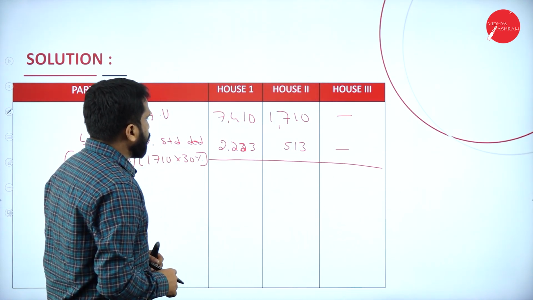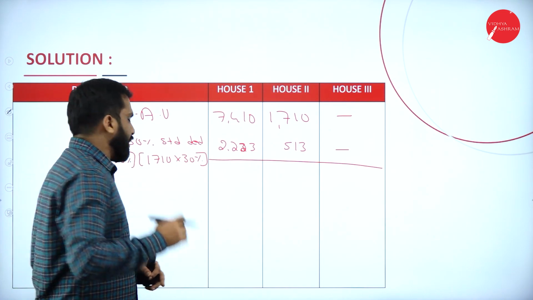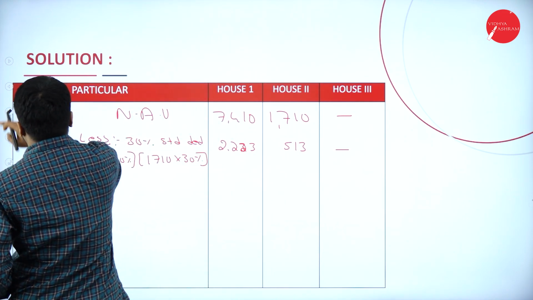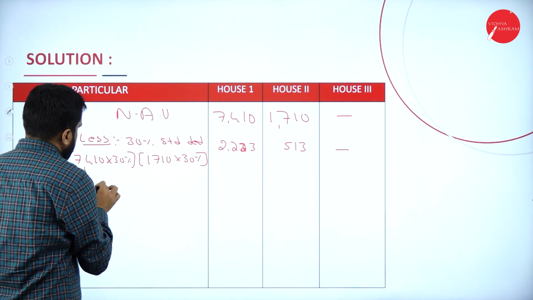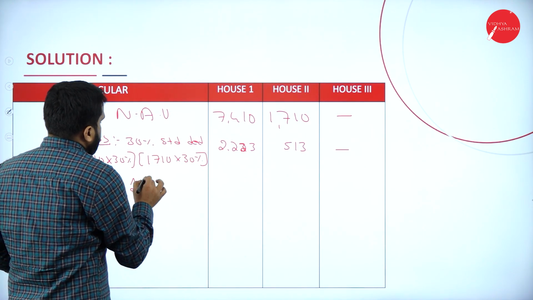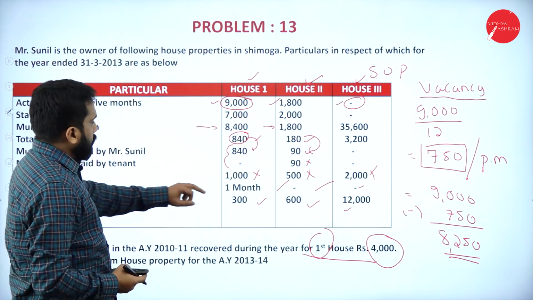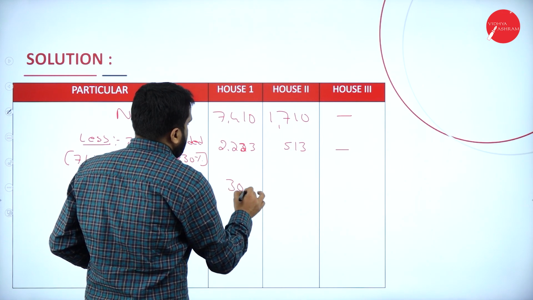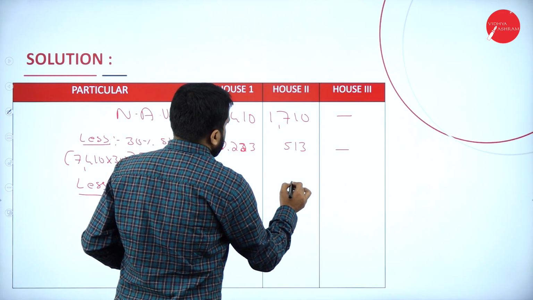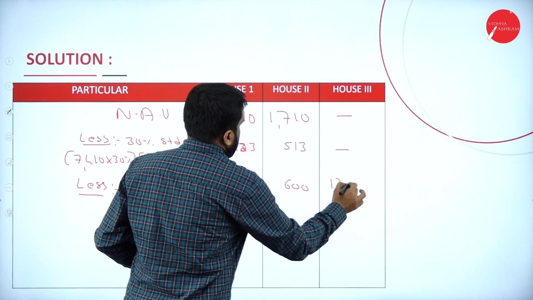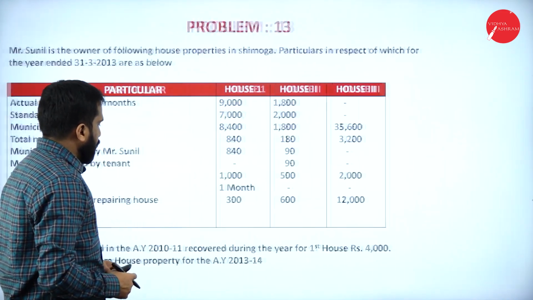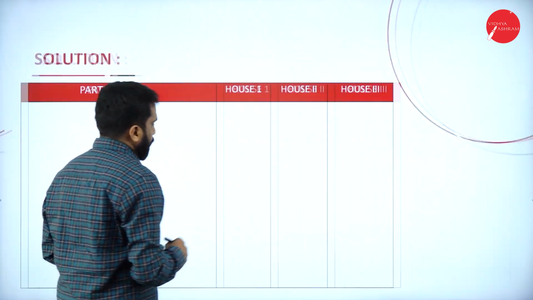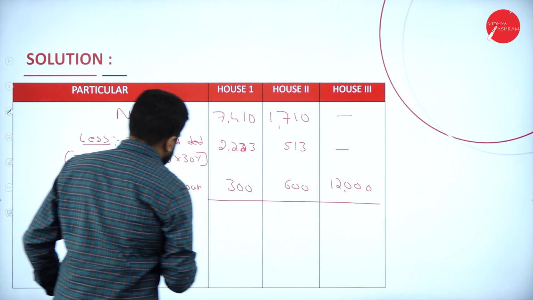Minus this. How much we got? So still we have interest on loan also. We'll minus that one. So before this we have interest on loan. Less interest on loan: 300, 600 and 12,000. We have 300, 600 and 12,000. I'll cross check once. We have 300, 600 as well as 12,000. Yes. Now, your final answer will be what?